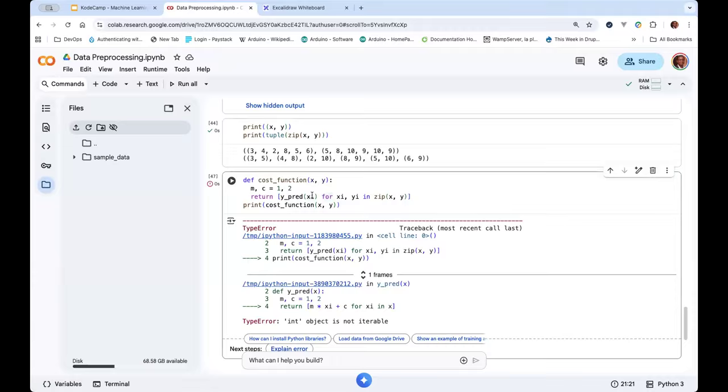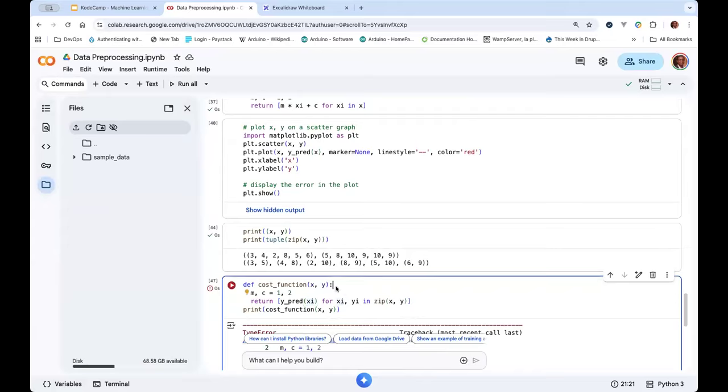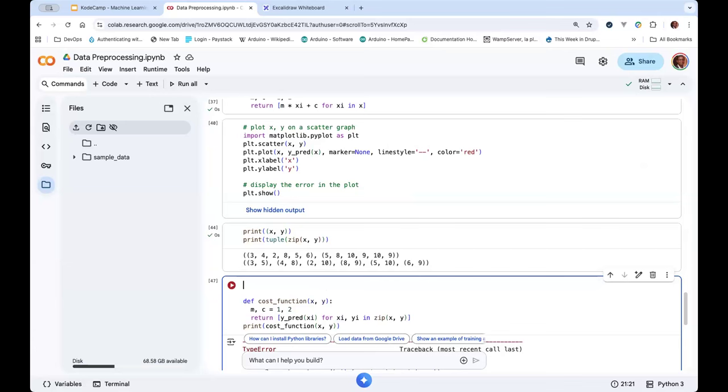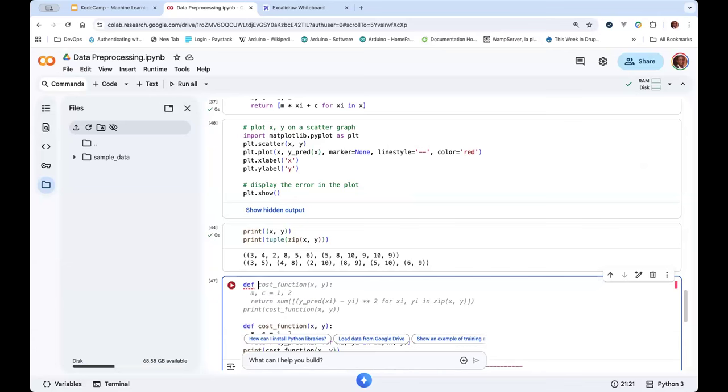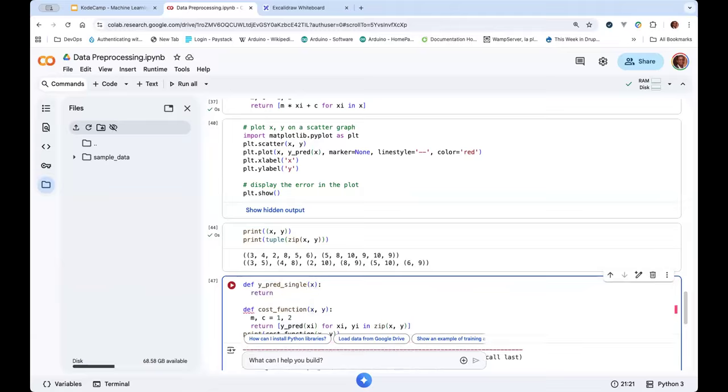Missing something. Oh, okay. Yeah, right. So I cannot, this is prediction of multiple. So let me do prediction of single. Pred, y pred of a single value. Let me call it single. So I want to do prediction of a single value. So it should just be mx plus c, m and c.